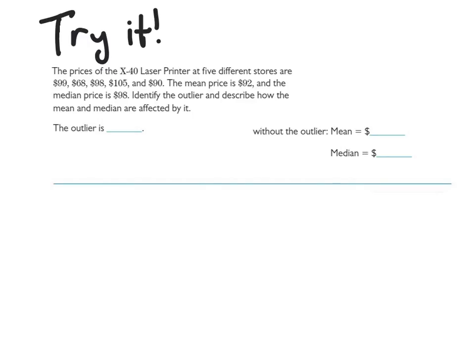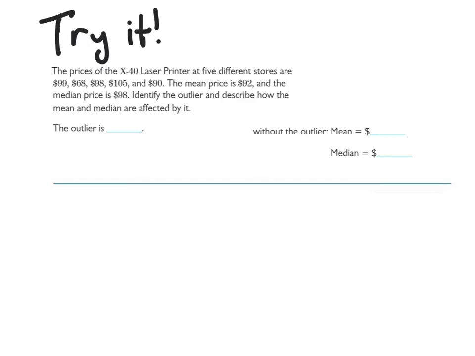You're going to just try the first part and then I'll help you with the next part. But you're looking at the prices of the X40 laser printer, so you guys know what a printer is, at 5 different stores. One store it's $99, one store it's $68, one store it's $98, one store it's $105, and one store it's $90. Now, the mean price is $92, and the median price is $98. Identify the outlier and describe how the mean and median are affected by it.